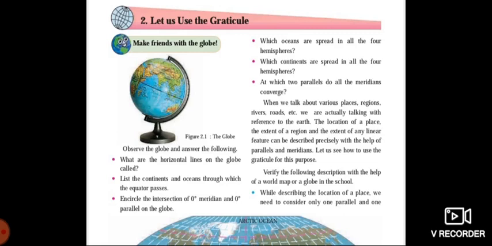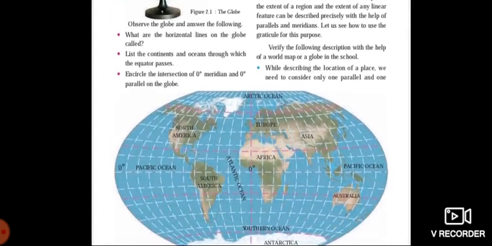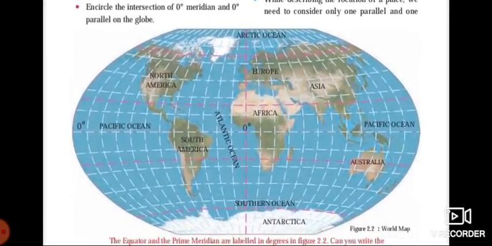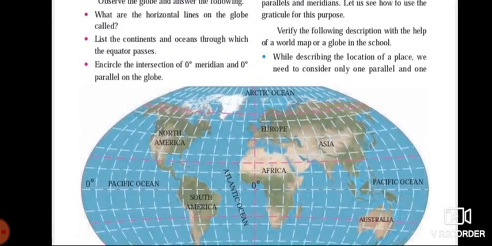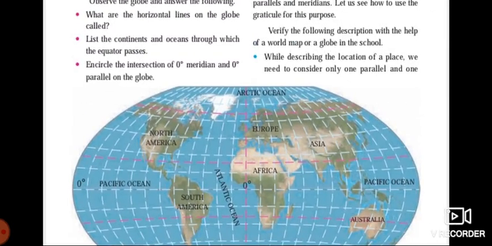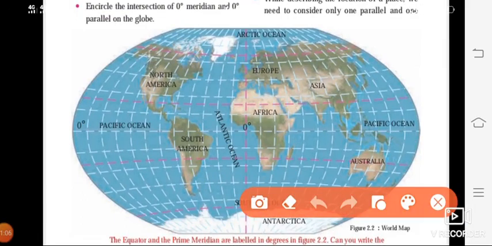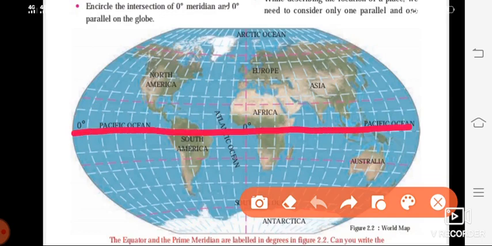Next, list the continents and oceans through which the equator passes. Now see, I'll show you. This is the world map. Okay. Now we will first see where we are having the equator, and then we are going to find out what continents and oceans the equator is passing through. So first I'll show you where the equator is. Can you see 0 degree? Yes. So the 0 degree parallel is called the equator. So here I am drawing the line that is called the equator.